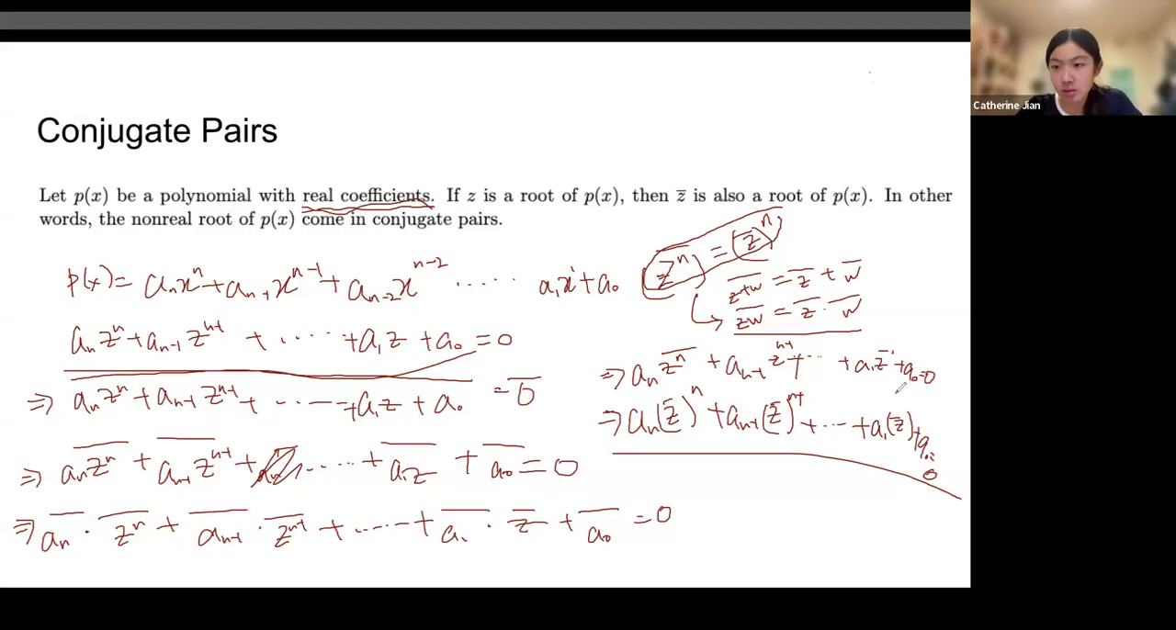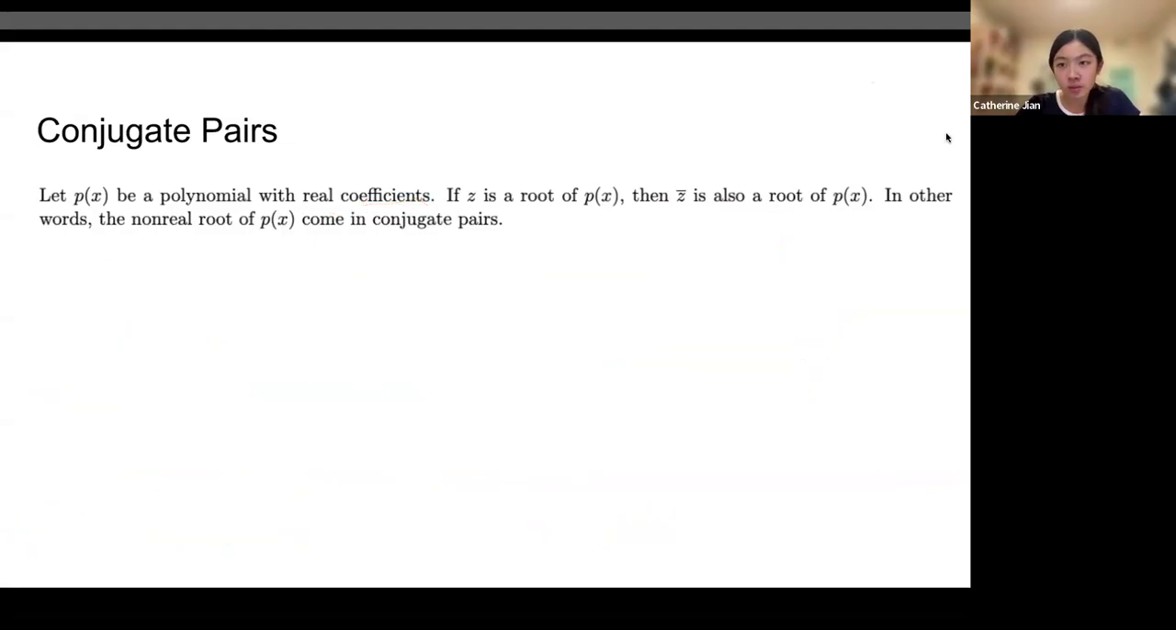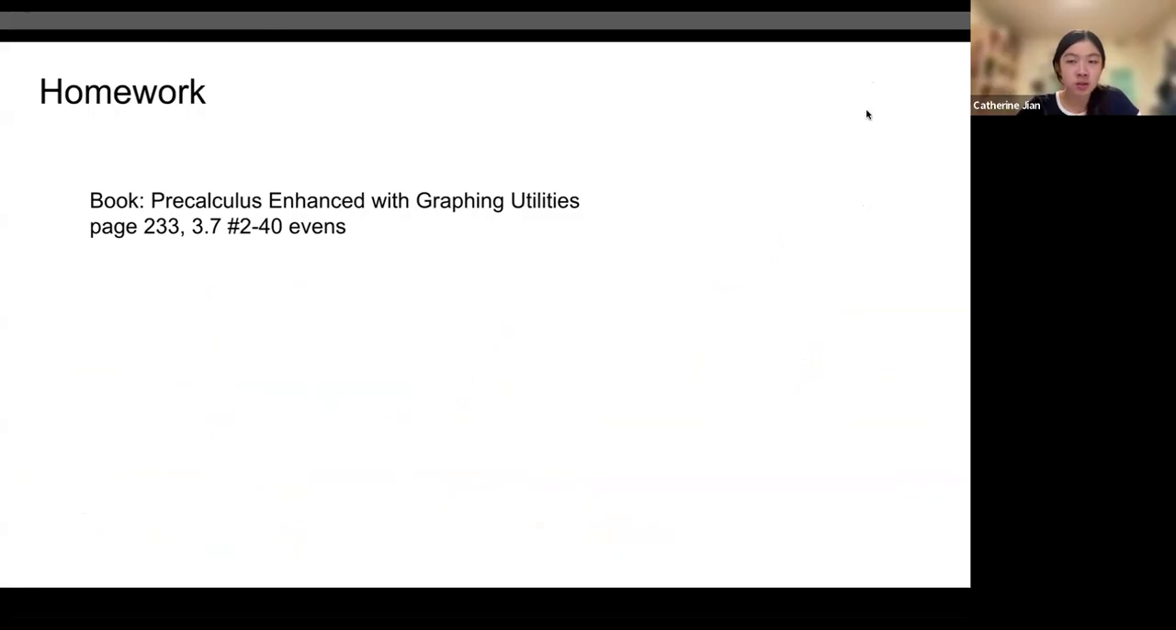Okay, I think that's it for today, and here's the homework. It's from the Precalculus Enhanced book, and the homework is 2 to 40 evens on page 233.